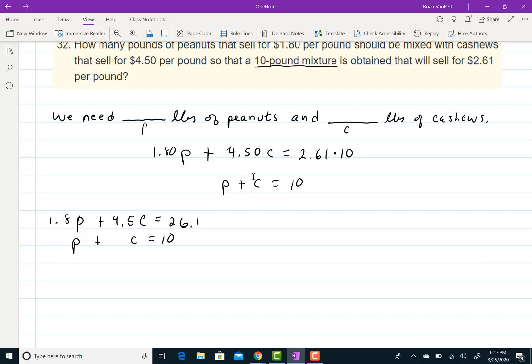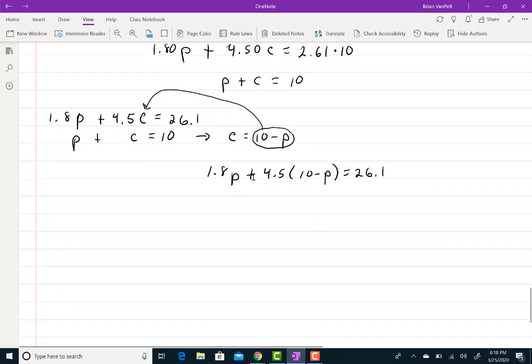Once again, I think the easiest thing to do is substitution. The second equation I will solve for, it doesn't matter to me, c equals 10 minus p. And I'll take that quantity and plug it into that spot there. So I will get 1.8p plus 4.5 times 10 minus p, that's equal to 26.1. So I get 1.8p plus 45 minus 4.5p equals 26.1.